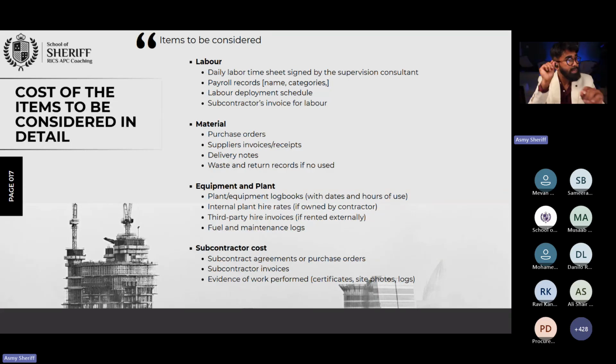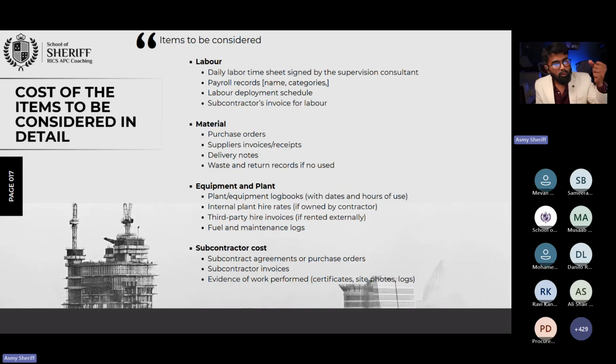When we speak about labor, don't just accept whatever the contractor is going to submit, or whatever the employer is going to tell you. The employer may tell you that labor means only this amount of money. No, as a contractor you need to make sure that you have a timesheet signed by the supervision consultant. Someone should be a witness, right?